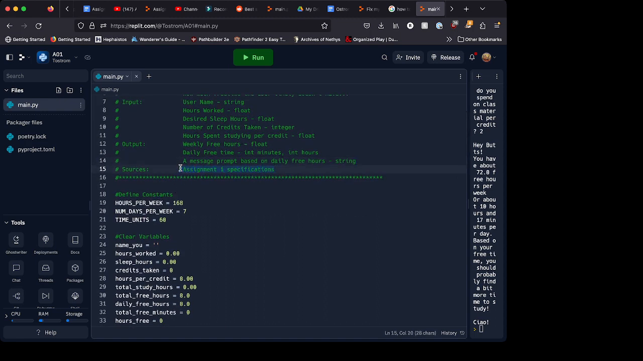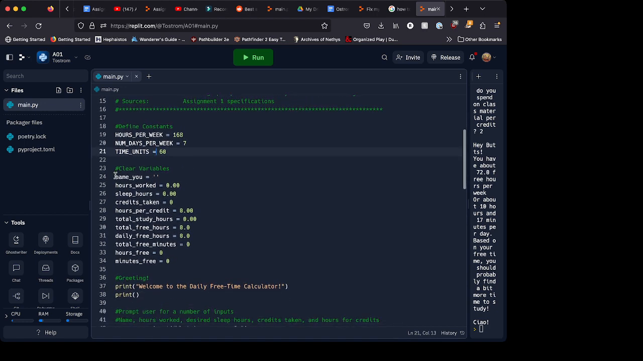Source, I just left this as the assignment 1 specification. I defined 3 constants. Hours per week, I just calculated that out by hand: 24 hours a day, 7 days a week. Same with this, 7 days per week. Time units, because it didn't really matter to me when converting the hours and minutes between seconds and minutes, so I just use that as a flat 60. I can't remember why, but I do remember we need to clear out the variables because sometimes something can get hung up, and it also helps kind of define them.